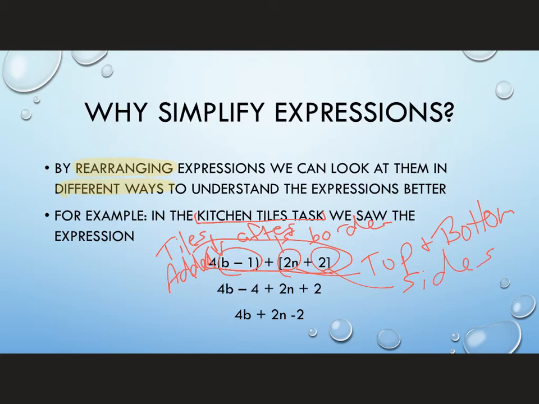But I could rewrite this so that here I have 4 times the border number plus 2 times the number of tiles started, and then we had to subtract 2. It's another way of looking at it.